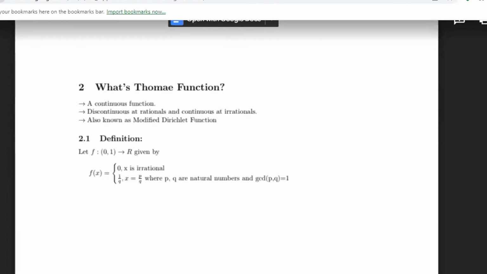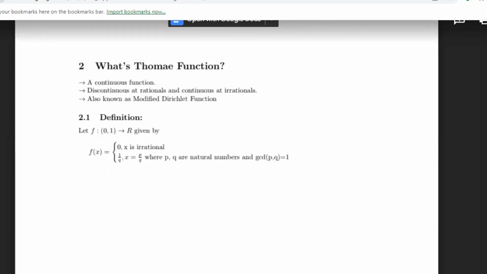What is the Thomae function then? Basically, the Thomae function is a function which is discontinuous at rationals and continuous at irrationals. It is also known as the modified Dirichlet function, and the definition is: the function from the open interval (0, 1) to R given by f(x) equals 0 if x is irrational, and the image of the function will be 1 by q when x is p by q, that is rational, where p and q are natural numbers and GCD of p, q equals 1. That means p and q are in lowest terms.